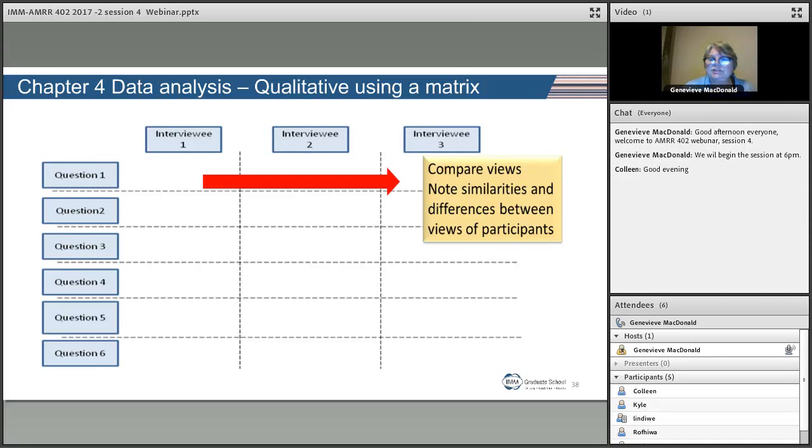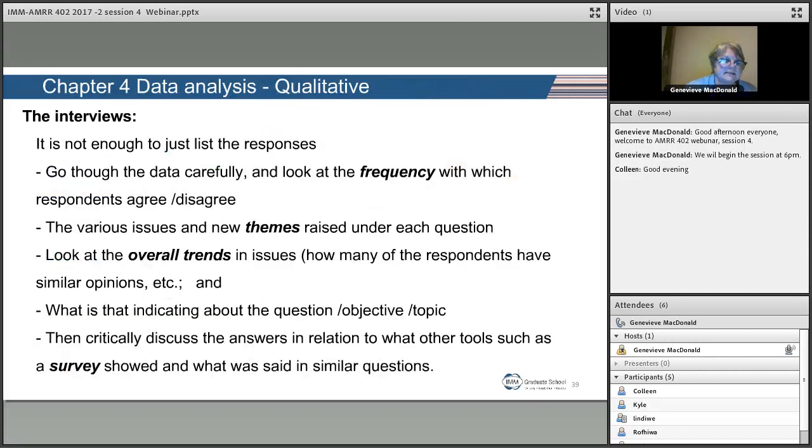And so you do it for each of the questions, and if necessary, you have space for additional themes that come out. And you look at how many of them agree with each other and how many of them disagree. So it's not sufficient just to list the responses from interviews or from a focus group. You have to go very carefully through the data. Look at the frequency, the different issues, new themes, overall trends. What is it indicating about the question or the objective or topic?